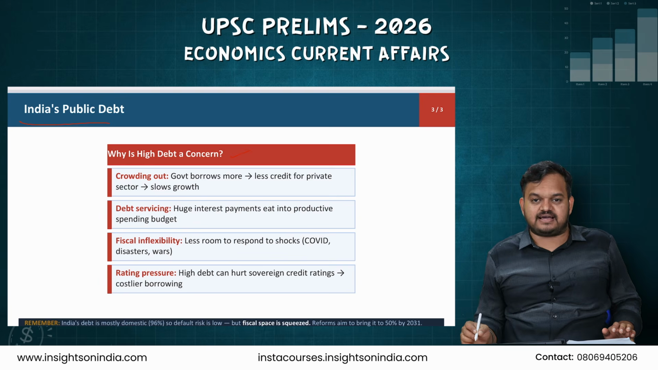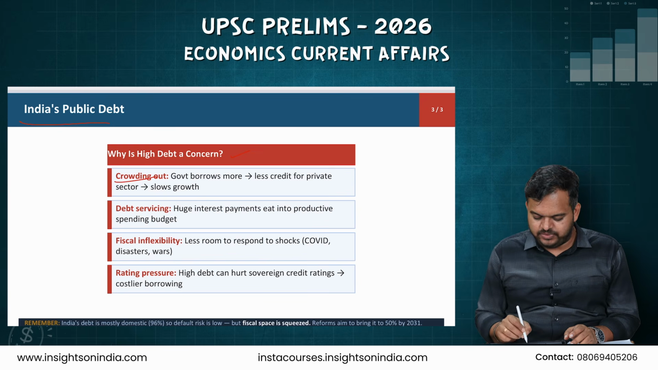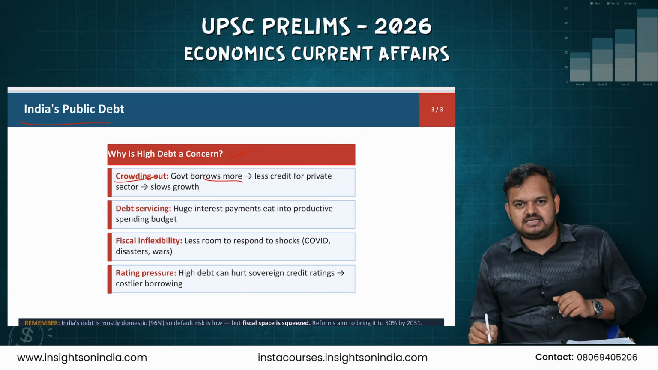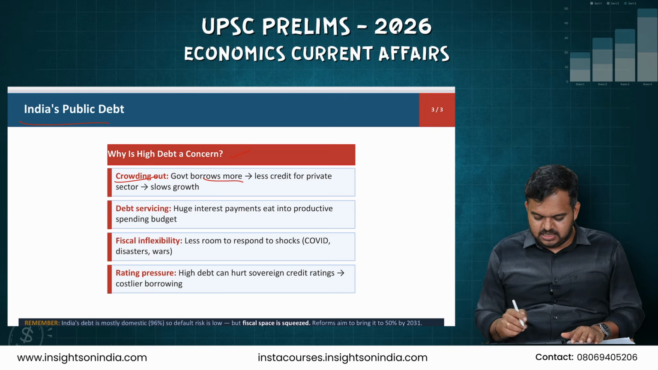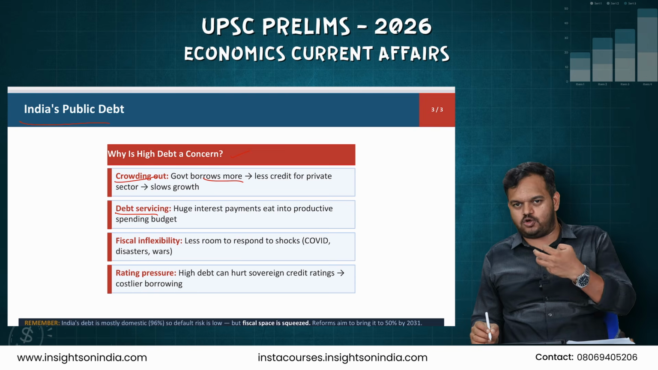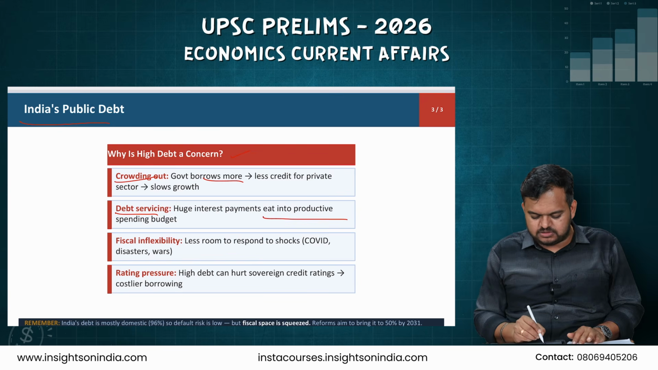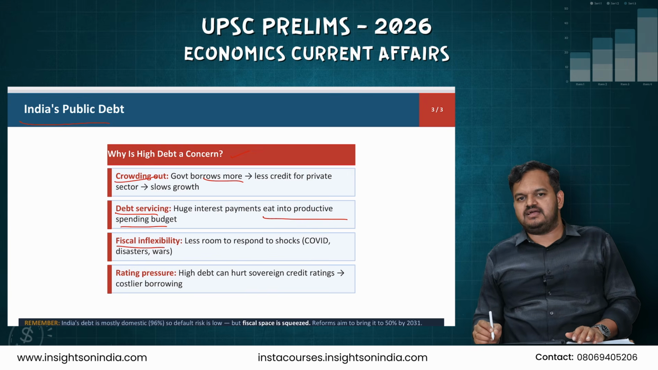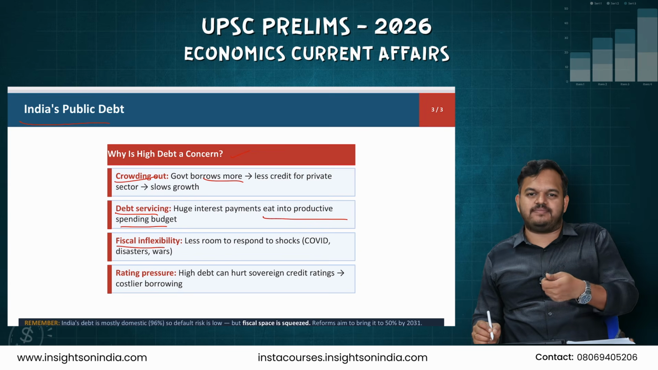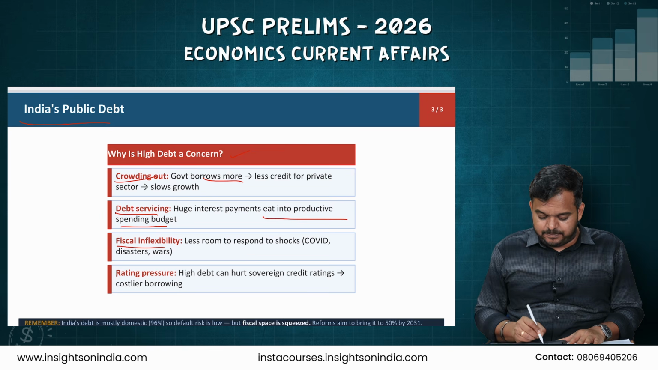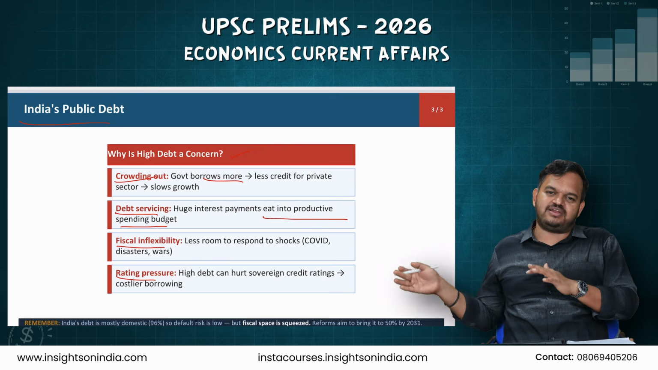Analyzing the public debt situation. Why is high debt a concern? Again, prelims questions can be analytical type. It will lead to a crowding out effect. Means what? If the government borrows more from the domestic sources, the private participants will have no means to source the loan, right? Debt servicing becomes difficult. If the government takes a loan now, it has to pay interest every year, right? That means it will eat into the productive spending budget. Fiscal inflexibility: if the government has a huge burden of paying interest, then the government has no freedom to allocate the money for required causes, right? Rating pressure: the sovereign credit rating of the country will suffer because the country is ridden with so much public debt.